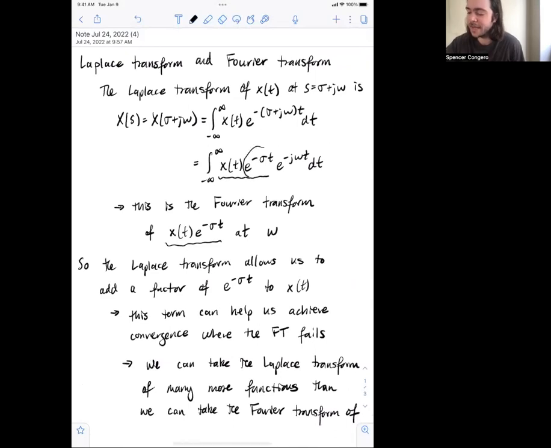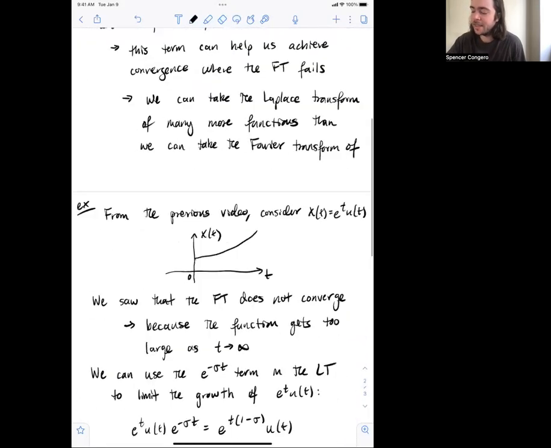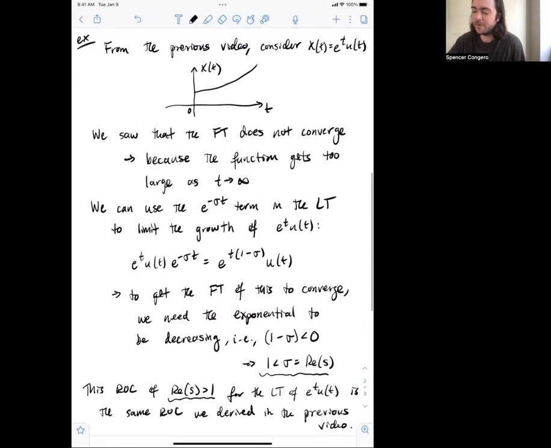Okay, so you get to add in this factor with Laplace to try and get that Fourier transform integral to converge. And then we talk through, knowing what we know about Fourier transforms, that we need this exponential to be decreasing in order to get the Fourier transform to converge. We're able to reason through what the region of convergence should be based on looking at this exponential. And it's really what we did algebraically. This is just sort of a higher level version of what we did in the last video.